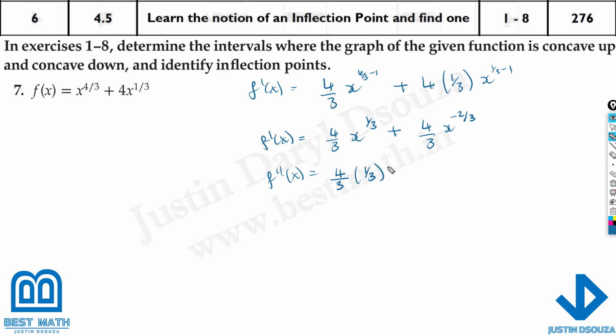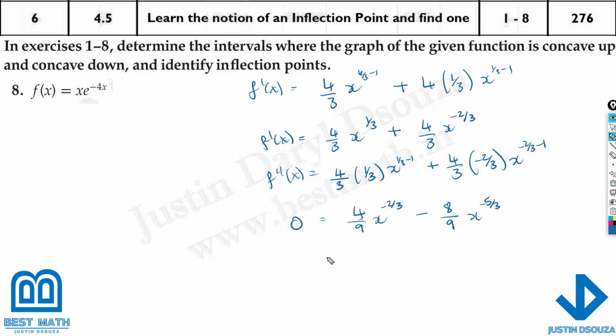I'll write 1/3 down, and now x 1/3 minus 1 plus here 4/3 times minus 2/3, and over here you have minus 2/3 minus 1. So what's going to happen is it's going to be 4 by 9 here, x power minus 2/3, plus here it's going to be 8 by 9 minus 8 by 9. Let me just change the sign. 8 by 9 x, it's going to be minus 5 by 3. So this is all equal to 0.